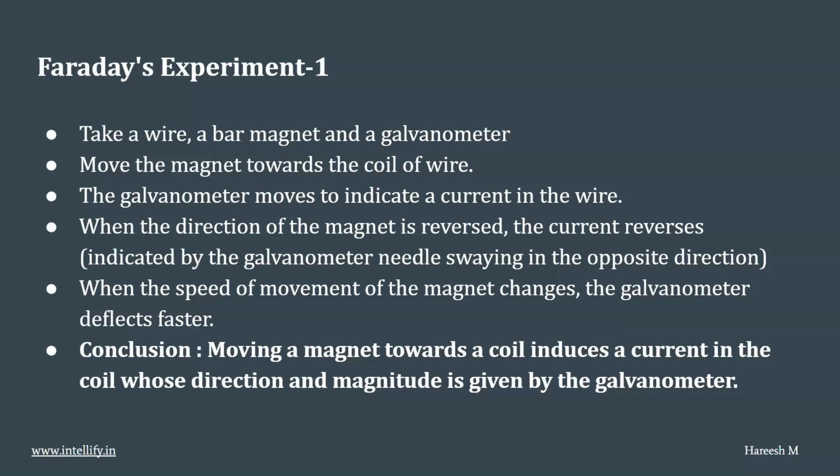Now, as he moved the magnet towards the coil of wire, the galvanometer moved to indicate a current in the wire. And also, when he changed the direction of the magnet, he noticed that the current direction also changed. And he also noticed that when he changed the speed of the magnet, the galvanometer deflected faster.